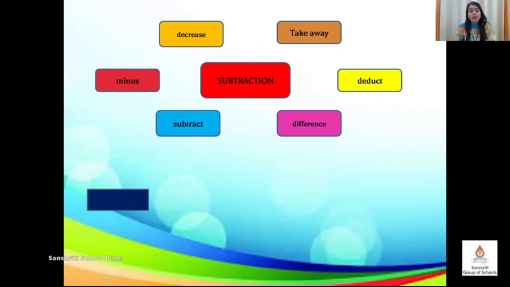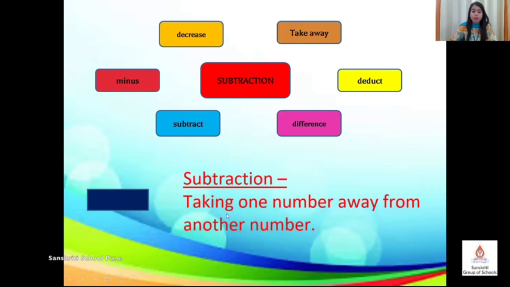Now what is the definition of subtraction? Subtraction means taking one number away from another number. Now suppose you have 4 pencils with you and you gave away 1 pencil to your sister. So how many pencils are left with you? You are left with 3 pencils. Very good. So subtraction means to take away, to deduct the things, to give away the things.